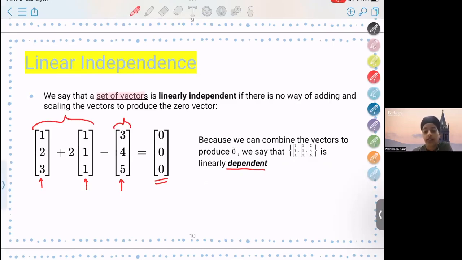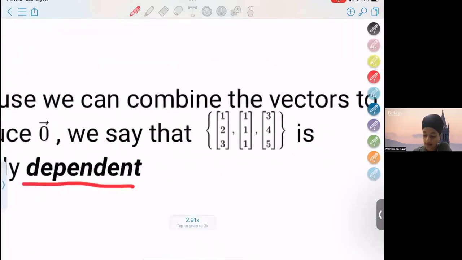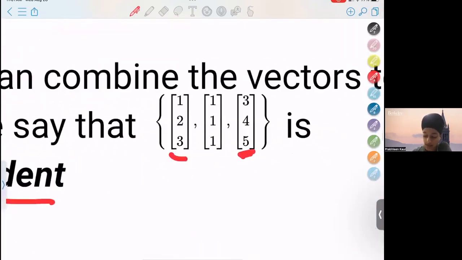I normally like to think about it as, can I get one of the column vectors from the other ones? So in this set over here, I can get this one with just these two by doing some form of scaling and addition and subtraction.